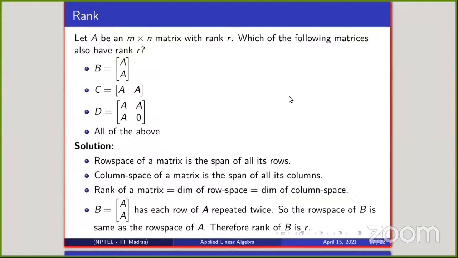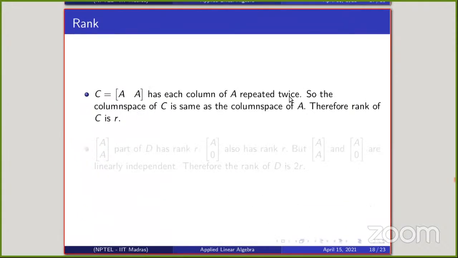So in the next example, we have two A's, one next to the other. So this matrix has each column of A repeated twice. So the column space of C is the same as the column space of A. So the rank of C is the dimension of its column space, which is the same as the dimension of the column space of A.